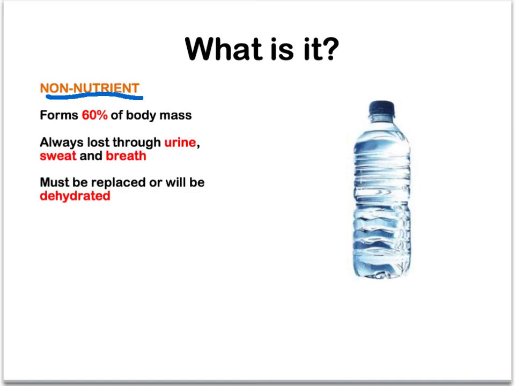Okay, now why is water important? Because mainly it forms 60% of our body. Our urine, our sweat, our tears, our blood, all this comes from water. And we are always losing water through urine, through sweat, and even when we breathe. When we breathe, all those water vapors come out. Now, it must be replaced or else we will be dehydrated.